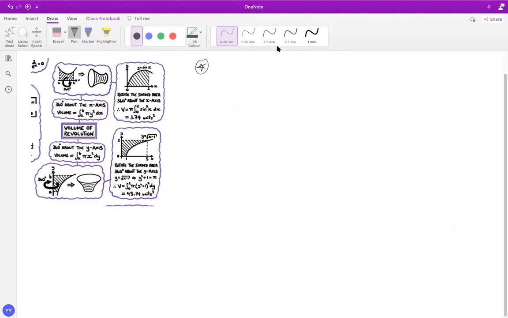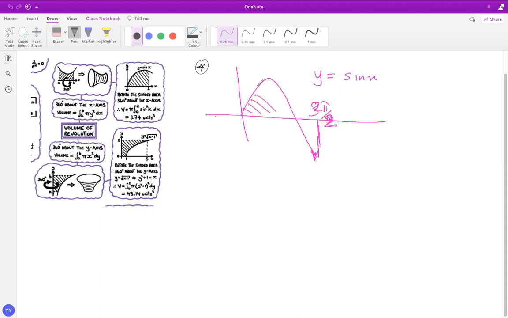I'll just take an example on this. Consider a part of the graph of y equals sine x, with points marked at pi by 2, 2 pi by 3, pi, and 3 pi by 2. I want to find the area bounded by the graph, the x-axis, and the line x equals 3 pi by 2.